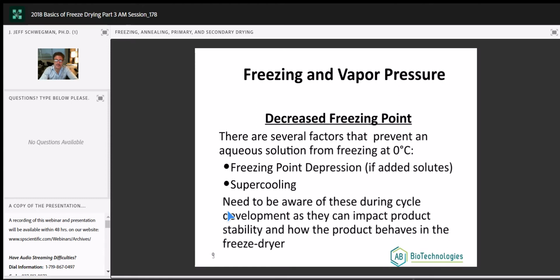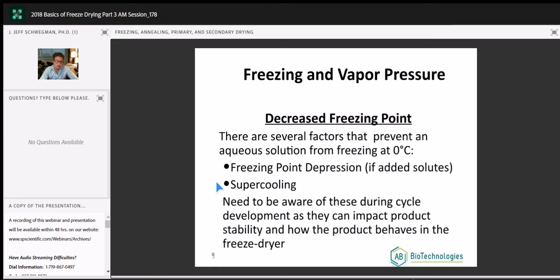Now, why don't things freeze at 0 degrees C? We know ice melts at 0 degrees C, but there's a couple of reasons things don't freeze once they cross the 0 degrees C line. One is freezing point depression. Anytime we add solute to water, we alter the freezing point of the water. And then something called supercooling, which we'll talk about as we go through this process. We need to be aware of these during cycle development, as these can impact stability and how the product behaves in the freeze dryer.